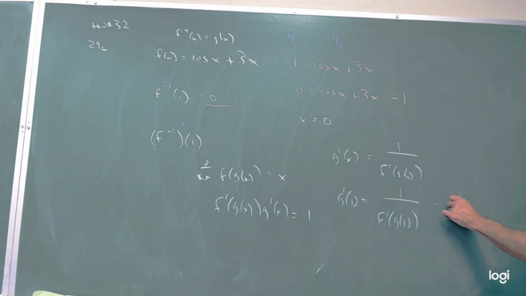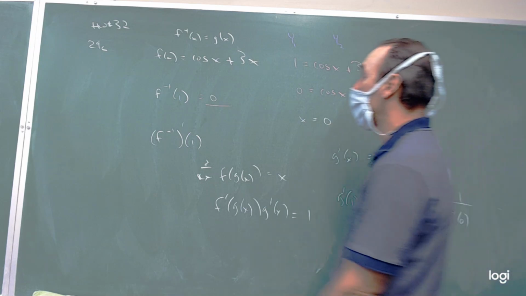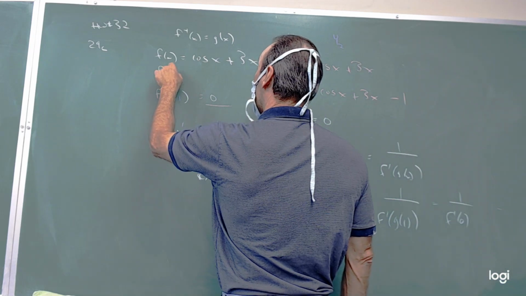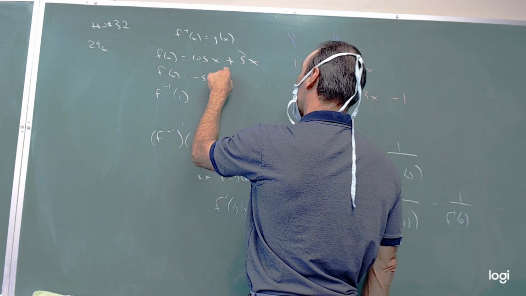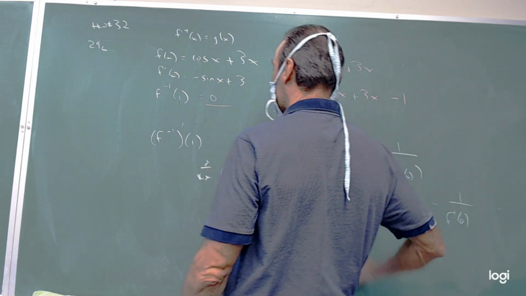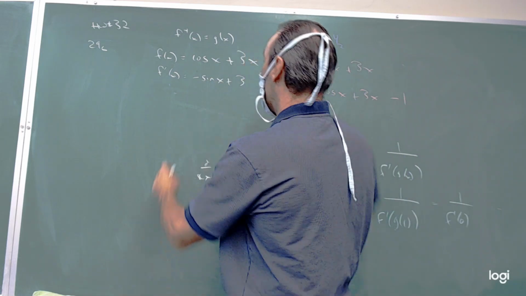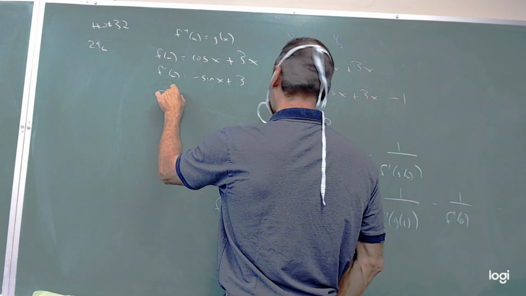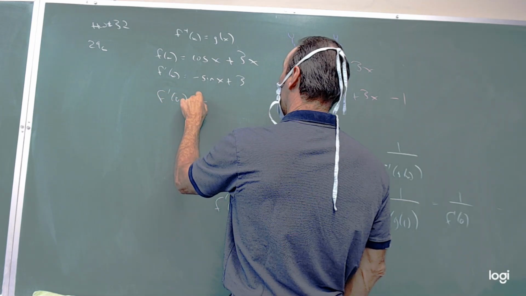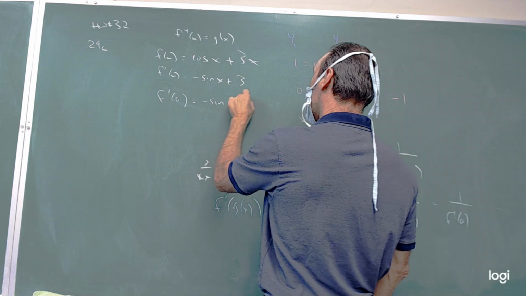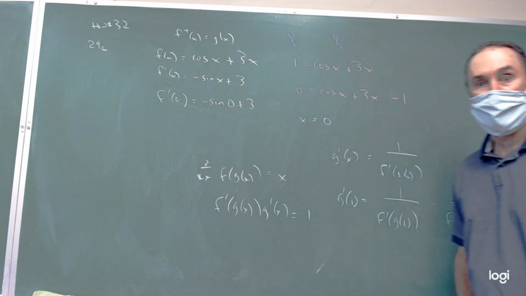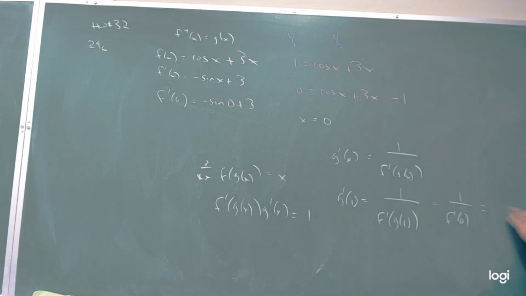Now, we still have to find f prime, but that's not very hard, because we know that f prime is going to be negative sine x plus 3. And so f prime of 0, I think that's what I wanted, is negative sine of 0 plus 3, which is 3.